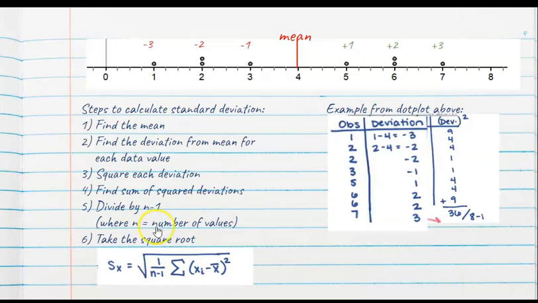Then we divide by n minus 1. Well, there are 8 data points. Minus 1 means I'm going to divide by 7. And then I take the square root, and that gives me 2.3 as my standard deviation. That's the typical distance from the mean. Okay? So it's a little tedious, and I'll show you some shortcuts, but you've got to know the parts here.